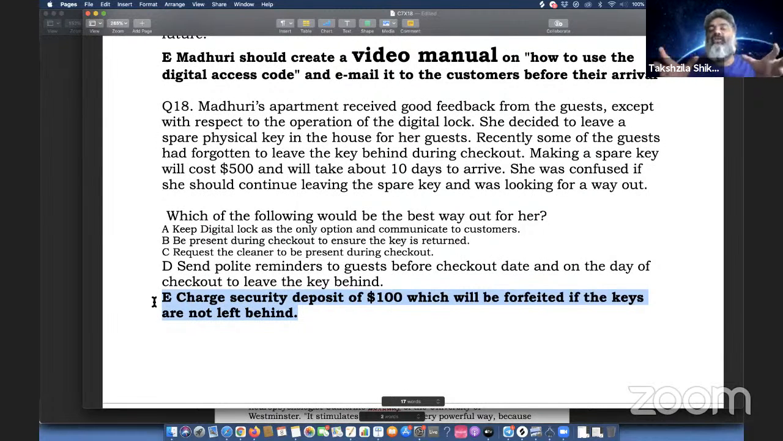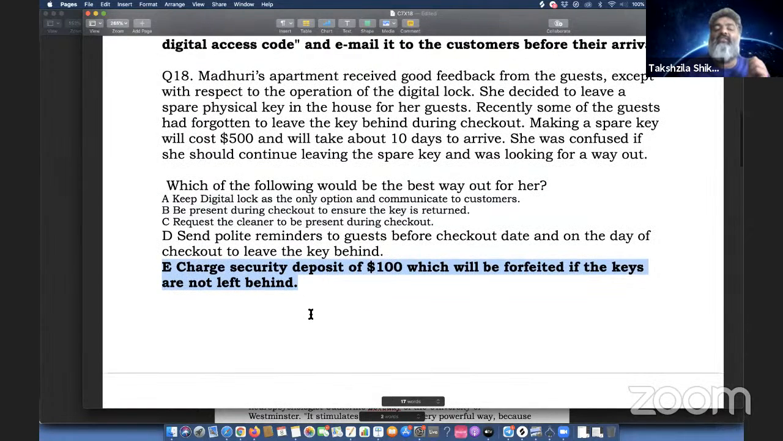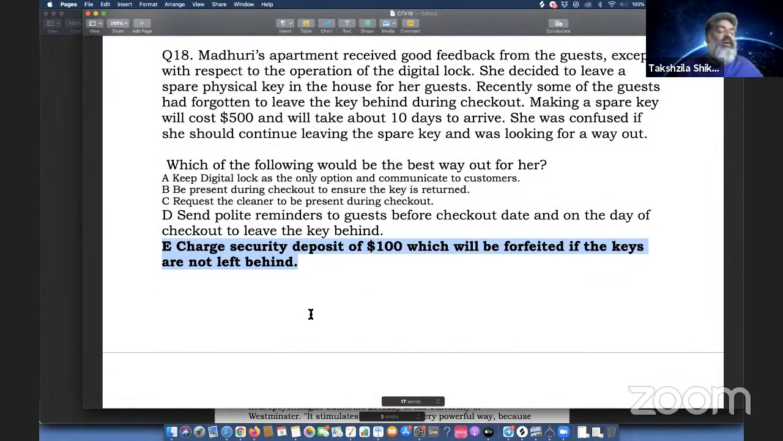Now, again, life is complicated, so maybe after 1 month, she will realize that the customers are very annoyed with this $100 deposit because they often forget and they are giving her bad reviews on the new website or whatever. Then you will change the solution to say, okay, send polite reminders only, keep very many keys, get a cheap key maker or a new technology or whatever, right? So as I said earlier, all we have to do is look at the best possible choice. Are we okay with this?